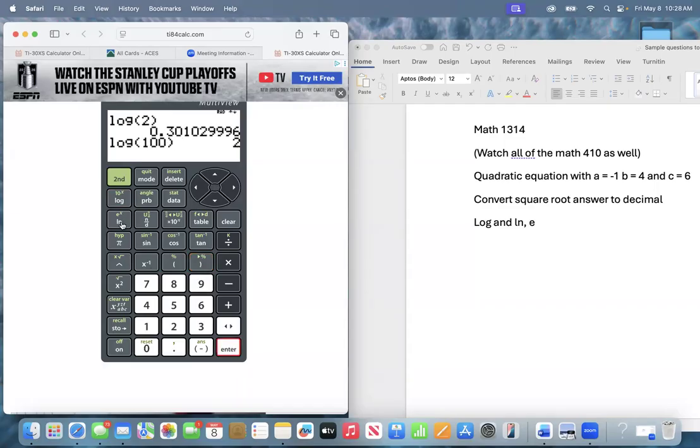Your ln button, natural log, is right here. Enter, that'll give you the decimal approximation. E is right here. So second E, it automatically prompts you to put in the exponent. So you'll always have an exponent on E. If there is no exponent, remember that's an understood one. So E is approximately 2.718.